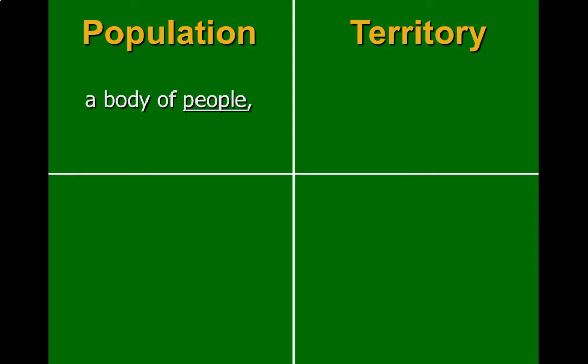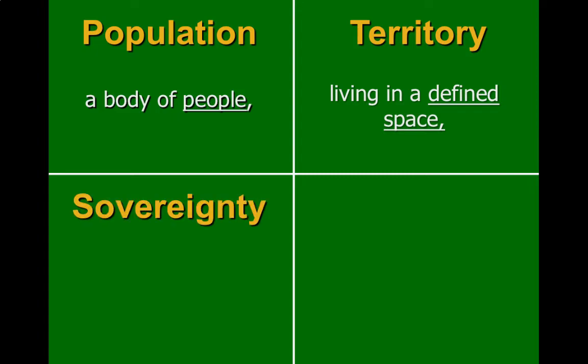Features of a state. There are four things you have to have in order to be a state. And the first one is population. You just have to have a body of people. Then you have to have territory that has defined spaces. So when you look at the state of Indiana and when you look at the United States, you can find them on a map, and most of us hopefully know what these things look like.